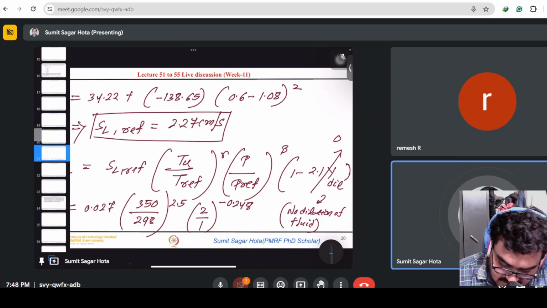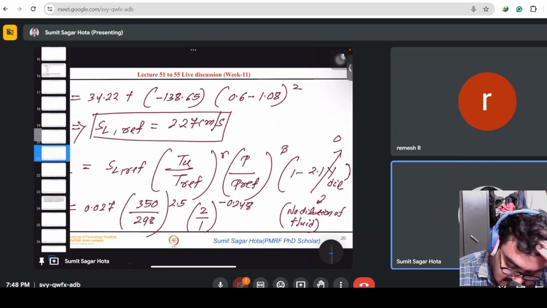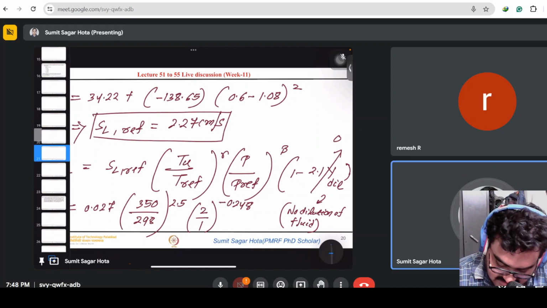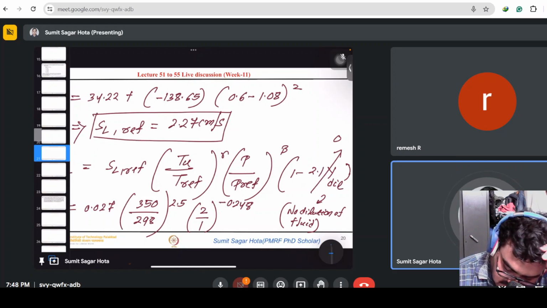From this T bar, T bar equals 1 by 2 of TF plus TU, then find alpha based on K. Remember K and CP are only based on T bar. Rho U you find based on your TU, rho based on T, and K and CP based on T bar.